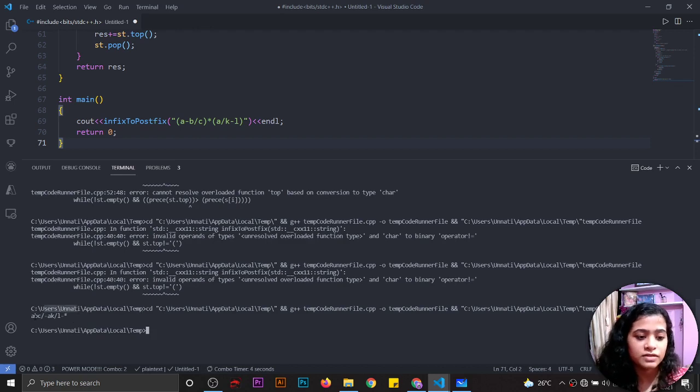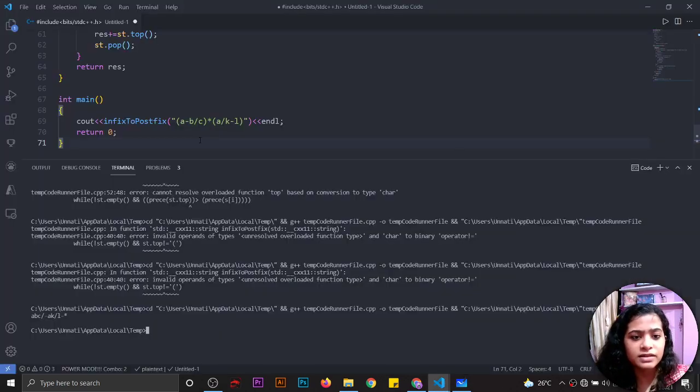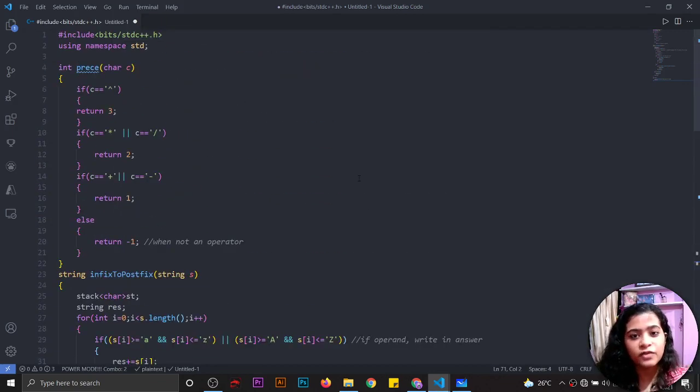See, we got the answer. This only we got while solving. A, B, C divide minus A, K. See. So this was the solution for converting an infix expression into a postfix expression. Thank you.